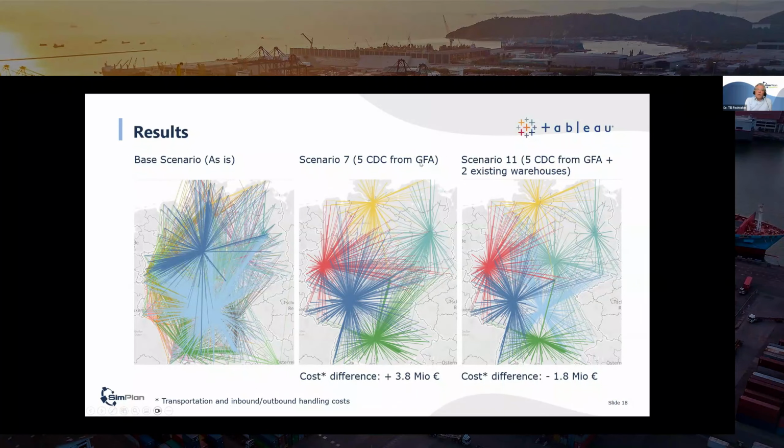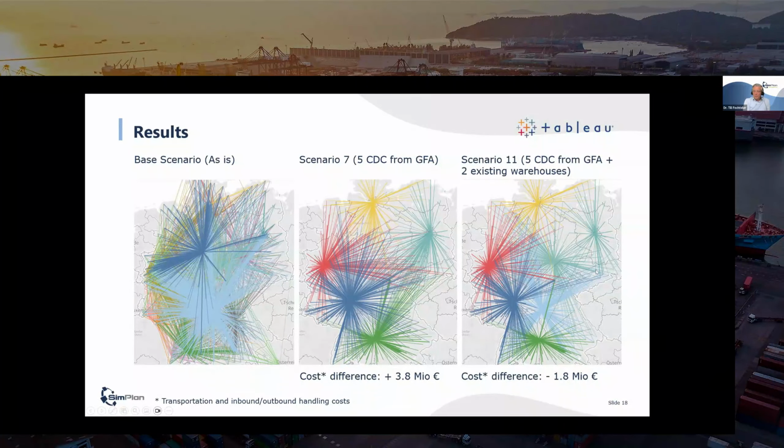So we tried, as mentioned, this alternative where we have 5 CDC from a GFA analysis and find that the total costs increased by 3.8 million euro. But you see that the network looks nicer. We have a clearer structure, but we have large distances from the CDC to the customers. For that reason, the transportation costs are increasing.